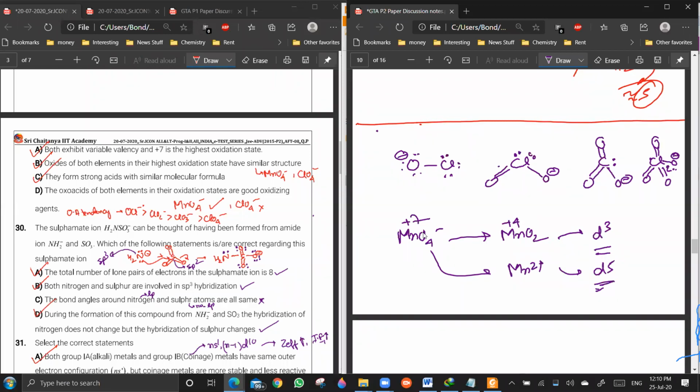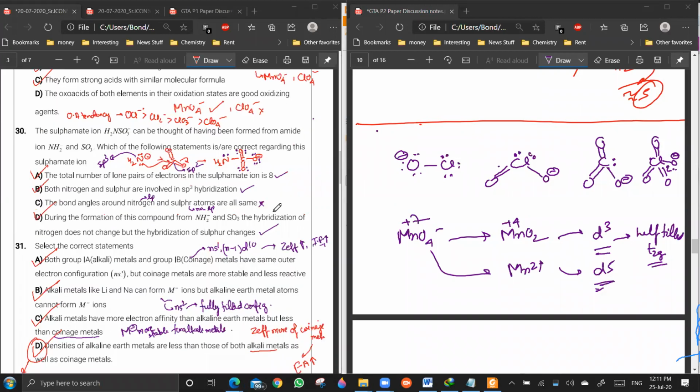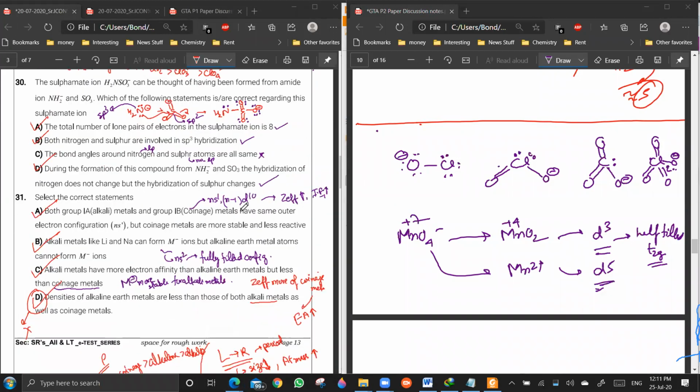So d3 is basically half filled t2g. That's why it is stable. Are you getting my point, everyone? Yes, no? Yes, sir. Okay. See, before this number decreases further, let us finish.